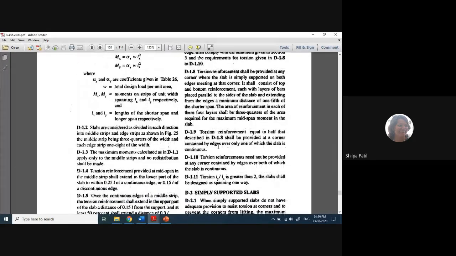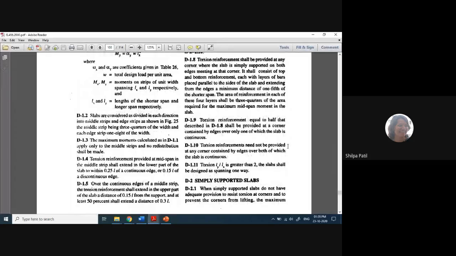Now the torsion reinforcement need not be provided at any corner contained by edges over both of which the slab is continuous. It means if you consider an interior panel in which all four corners are continuous, right? So when both the edges are continuous, there is no need to provide the torsion reinforcement. If one edge is continuous and another is discontinuous, half the area of the torsion reinforcement is to be provided. And when both the edges are discontinuous, 0.75 times Ast x and 0.75 times Ast y, that much area of the torsion reinforcement is to be provided at the corners. Is it clear, students?